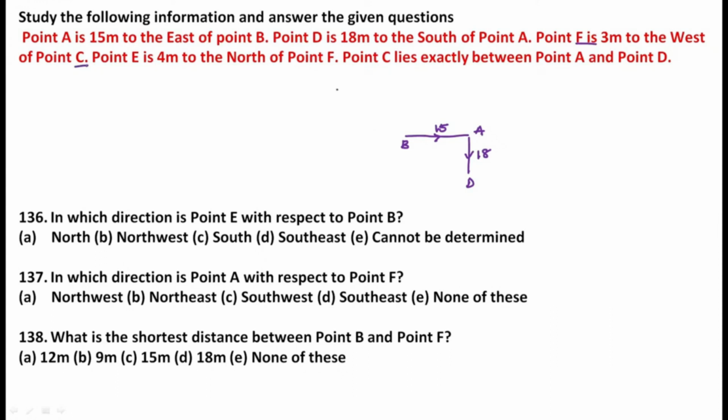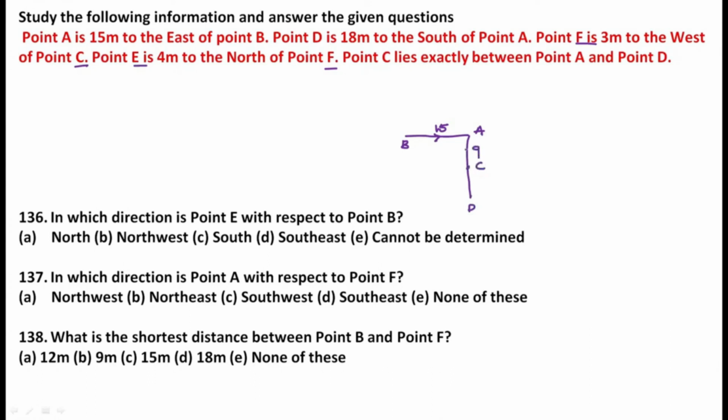E is north of F. So still we don't know E and F. And C lies exactly between A and D, guys. C lies exactly between A and D. Now that is important for us. Now you just take it as here by the D. So C lies exactly between A and D.